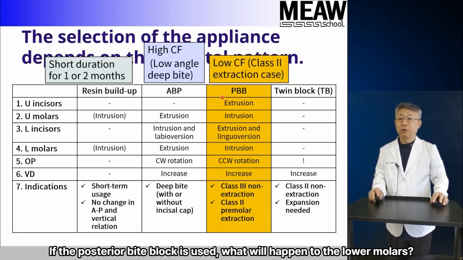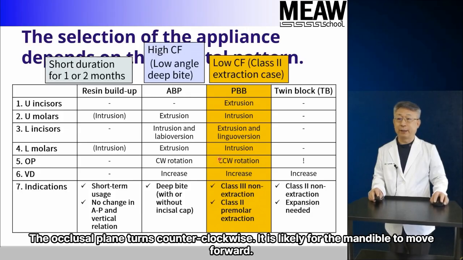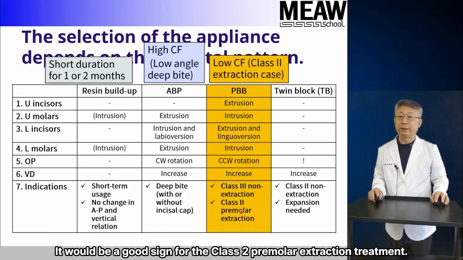If the posterior bite block is used, what will happen to the lower molars? The lower molars would be intruded and the lower incisors would be extruded. The occlusal plane turns counterclockwise. It is likely for the mandible to move forward. It would be a good sign for the Class 2 premolar extraction treatment.